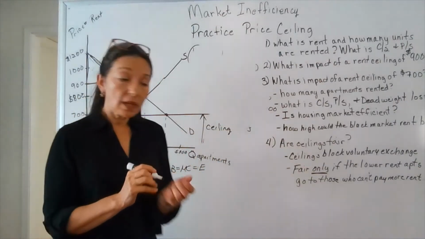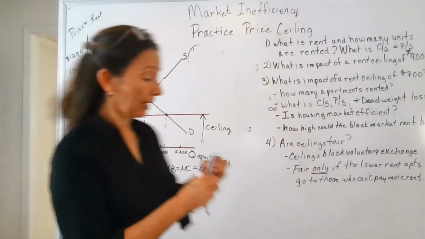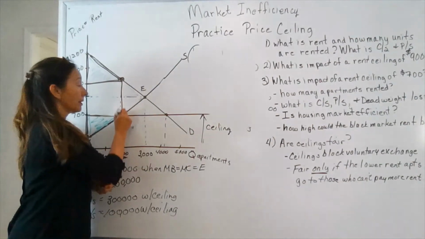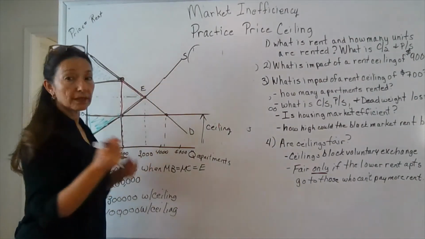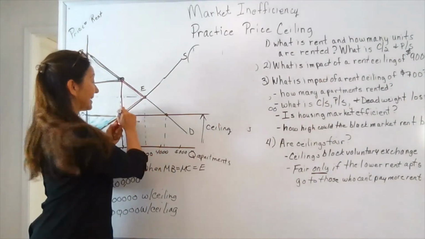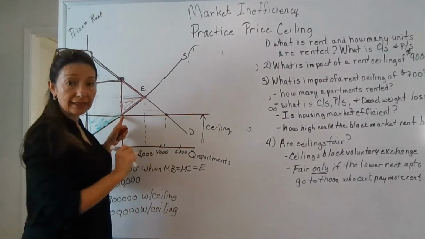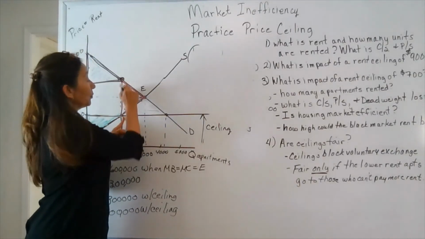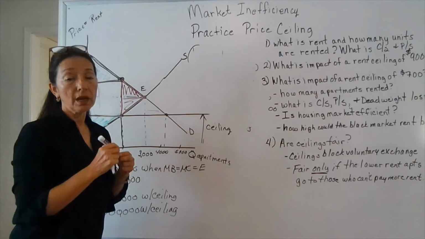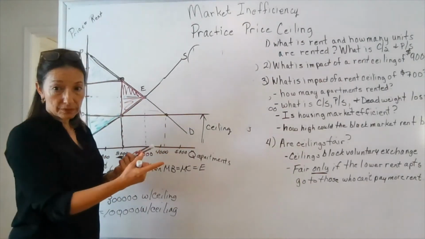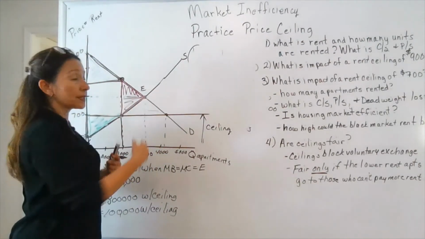Well, we know that dead weight loss is the little triangle, this little triangle here. And again, what does it represent? It means that these are the apartments that can't be rented at this lower cost. And this represents people who are willing to pay more but can't find apartments. So what is the value of this dead weight loss?